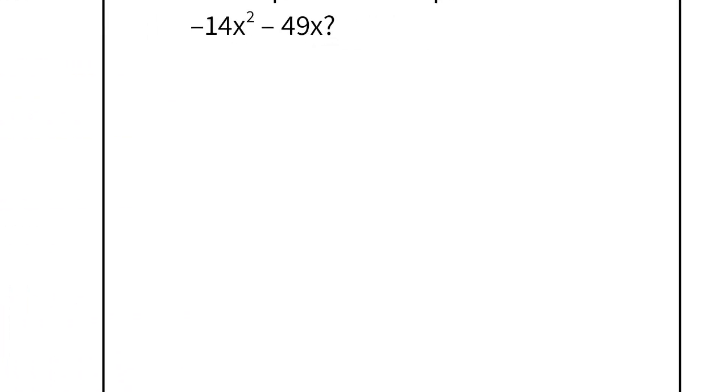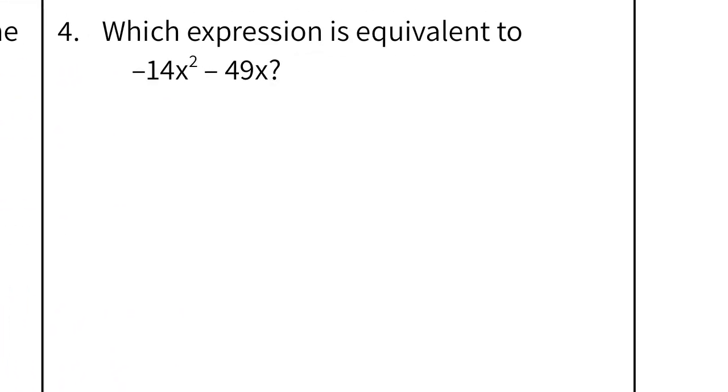Okay, our next one says, which expression is equivalent to? Normally you would have answer choices, but for now, what we're going to do is simplify as much as we can. So we're looking for a greatest common factor. Looking at these, 14 and 49 are both divisible by 7, and then they both have x's, so I can divide by x as well. But another thing to notice is that they are both negative. So that means I can divide by a negative 7x.